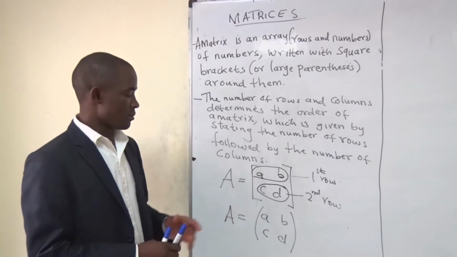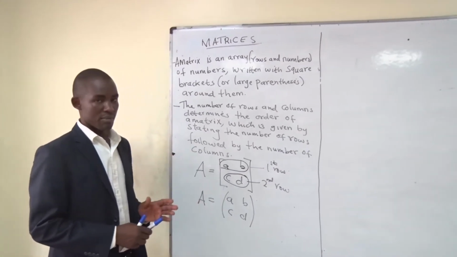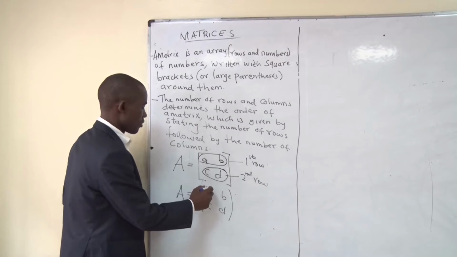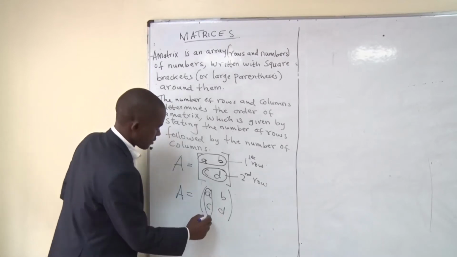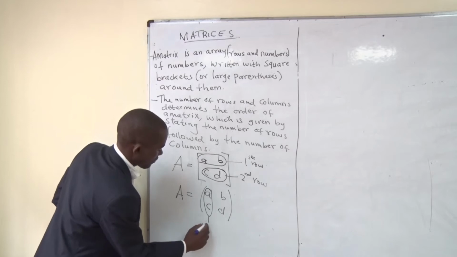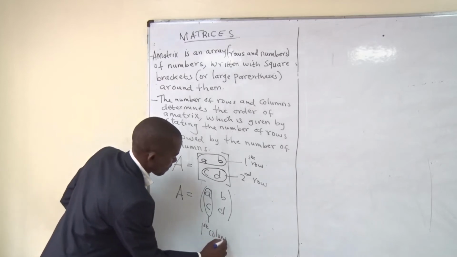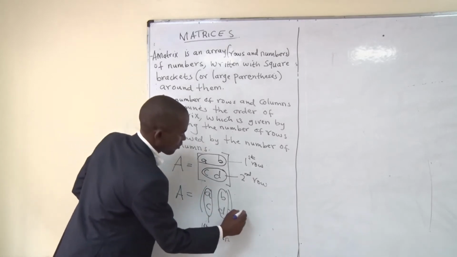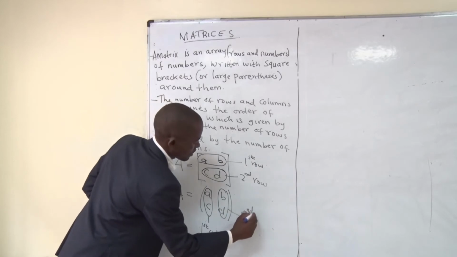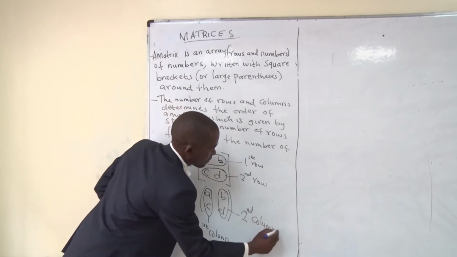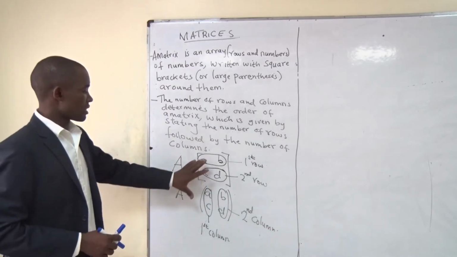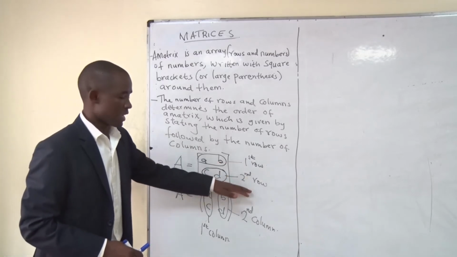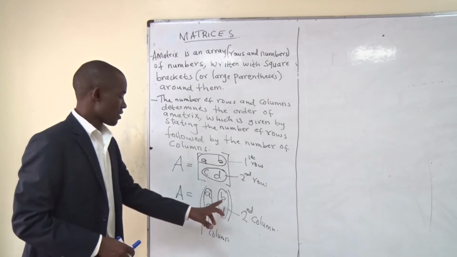A column is the vertical arrangement of components in a given array. So this one will form our first column, and this one will form our second column. We have looked at this matrix. Remember, this is the same matrix. So we have said this matrix has a first row and second row, and it has a first column and second column.